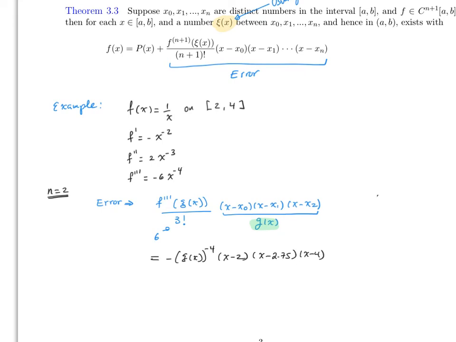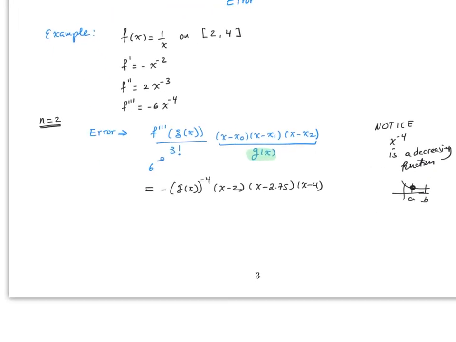Now notice you have x to the negative 4 is a decreasing function, so therefore it has a maximum, and since you're only going from 2 to 4, the maximum actually is going to happen at the point 2. So if you have a function that is decreasing like this, and you go from a to b, the biggest value is going to be at a.